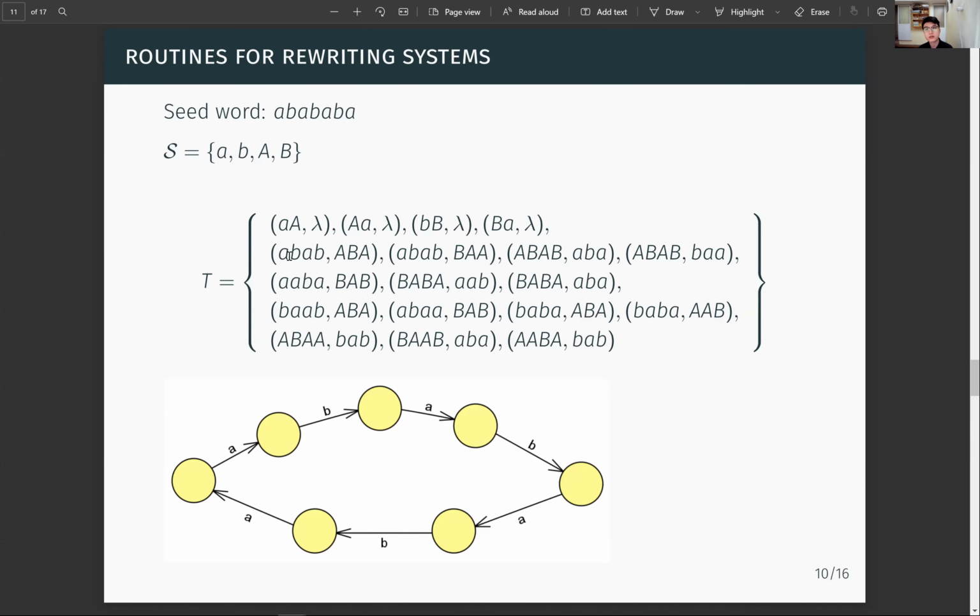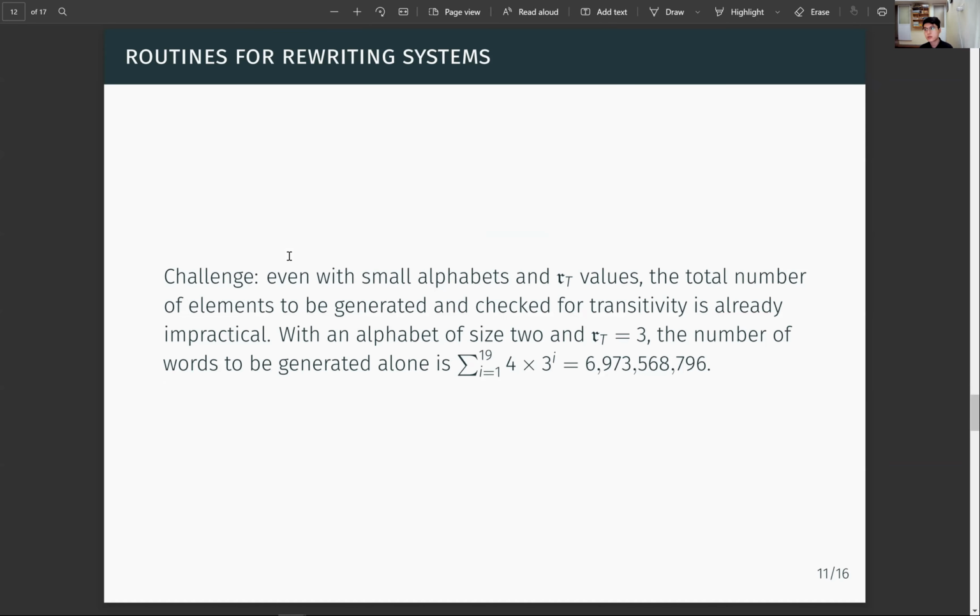So we have the routines ready. However, we soon encountered a challenge when doing a trial run. Even with small alphabets and small lengths of the right-hand side values, the total number of elements to be generated and checked for transitivity is already impractical. With an alphabet of size 2 and left and right-hand sides of length 3, the number of words to be generated alone is the sum of 4 times 3 to the power of i, with i from 1 to 19.